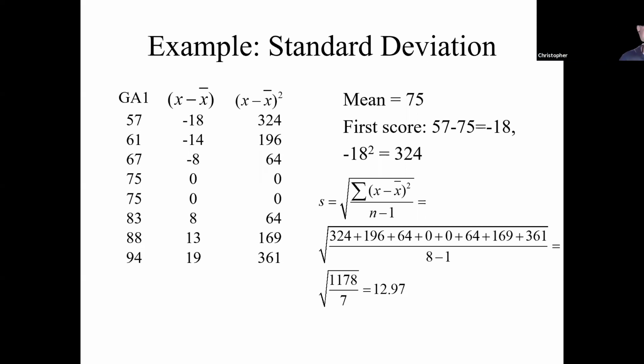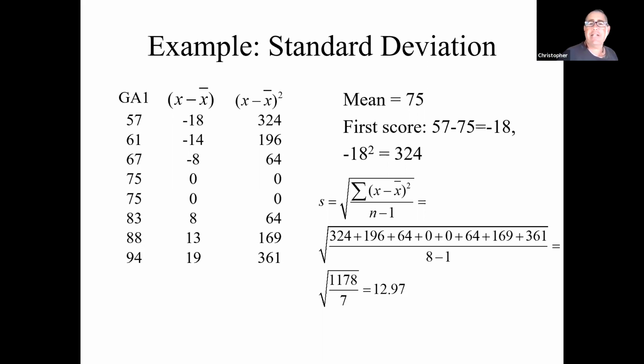The next column you see, x minus x bar squared, is where I've simply taken each of these values and squared it. So 18 squared is 324. Of course, the zeros squared remain 0, 8 squared is 64, and so on down the line. In the slide, you can see how I've taken each of those values, 324 plus 196 plus 64 plus 0 plus 0 plus 64 plus 169 plus 361. I've added them together. They come to 1178.